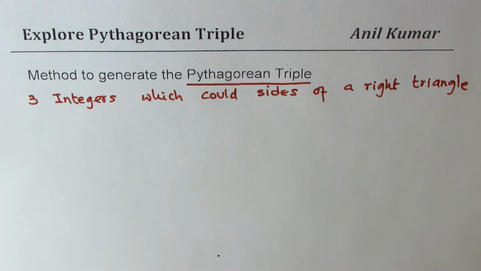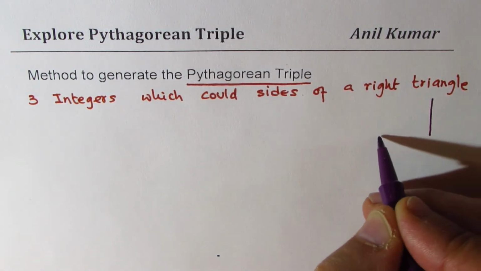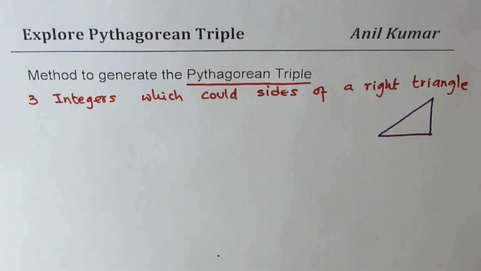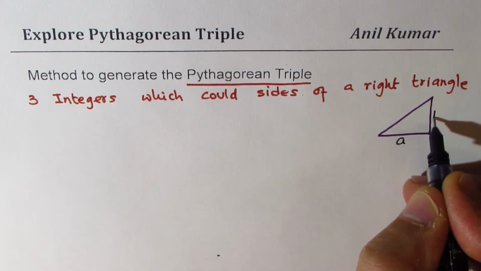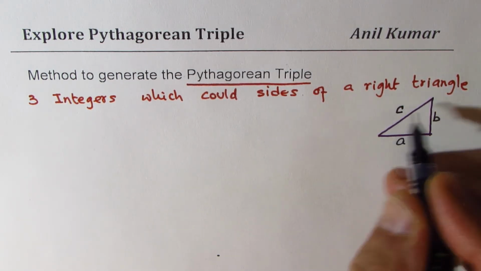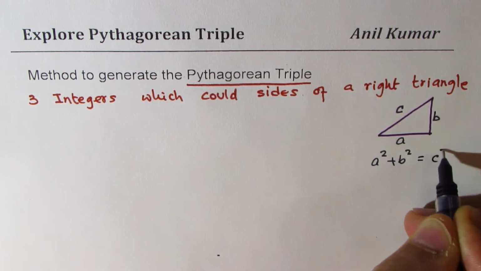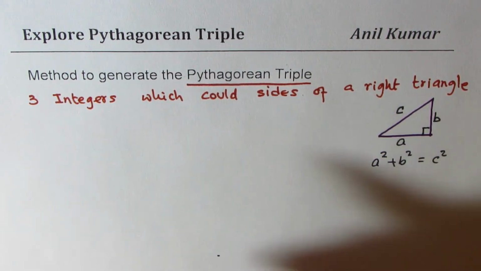So if we get a set of numbers which could be sides of a right triangle, we call them Pythagorean triples. If this is the right triangle and the numbers are A, B and C, then A squared plus B squared should be equal to C squared for this triangle to be a right triangle. That's the whole idea. Now how do we generate these triples?